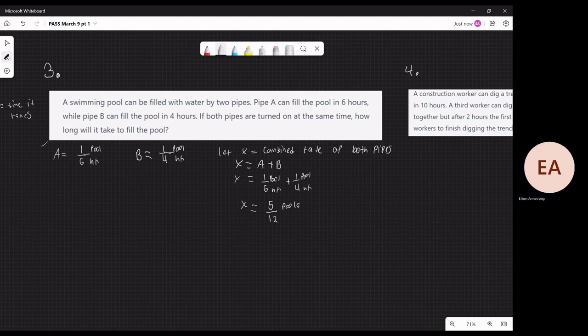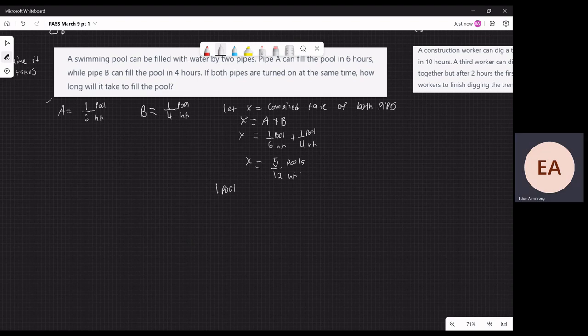pools per hour. It is a little bit weird to keep the units like this, but it just helps make a bit more sense. Because now the question is, how long will it take to fill the pool? So if we have one pool and our rate is 5 pools for every 12 hours, all I have to do is invert and multiply that. So times 12 hours per 5 pools. You just cancel the units out. You put that in your calculator, you'll get approximately 2.4 hours for the amount of time it will take.